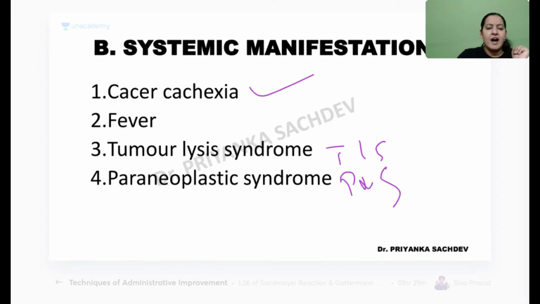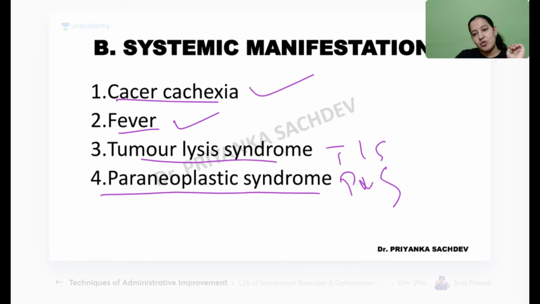A few lines about cachexia, a few lines about fever. So how cachexia occurs in cancer, what is cachexia and how it is occurring. Fever, how fever is occurring in cancer, in general in any cancer. Then we will come to tumor lysis syndrome, and in the end we will discuss paraneoplastic syndrome in much detail. Should I start? So let me start with cancer cachexia. So does anyone know what is cachexia?